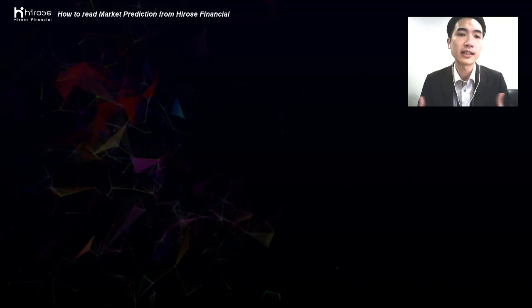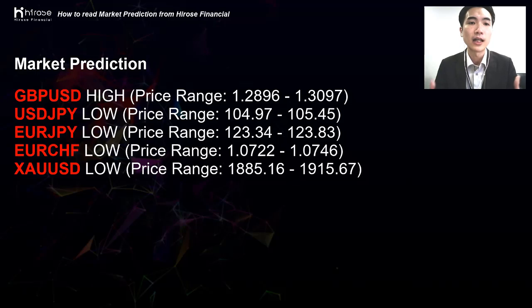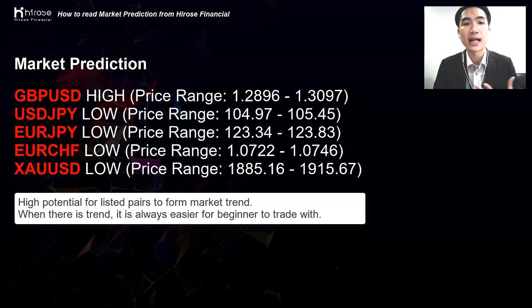First, let's take a look at the currency pairs here. In the daily market prediction, you will see a list of currency pairs. These are the suggested currency pairs for you to pay attention to on that day. For example, today we have British pound, US dollar, Japanese yen, and so on, and these are the currency pairs that we are expecting to have a trend. When there is a market trend, it's easier for you to trade with, and that's why we listed these currency pairs here.